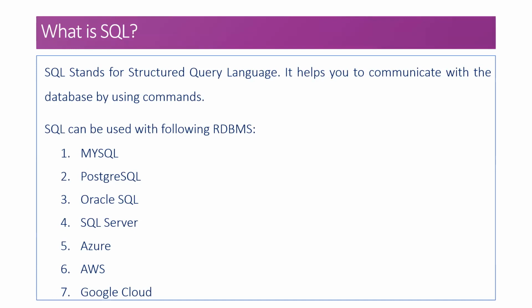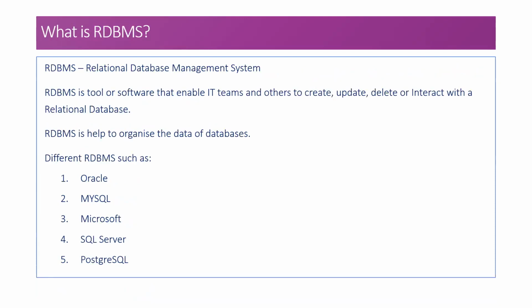what are the different systems in the market where SQL can be used? Database management systems, okay, or we can say relational database management systems. RDBMS stands for relational database management system. So these are the systems, not the only ones, okay, there are many more systems out there. We can use SQL to manipulate the data, to manage the data, or to organize the data. So MySQL, PostgreSQL, Oracle SQL, SQL Server, Azure, AWS, Google Cloud. These are the storage systems that can be handled by using SQL.